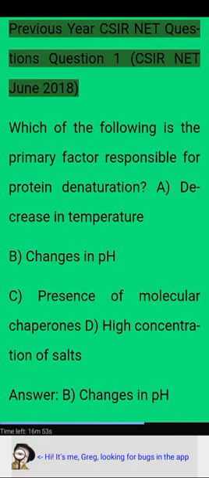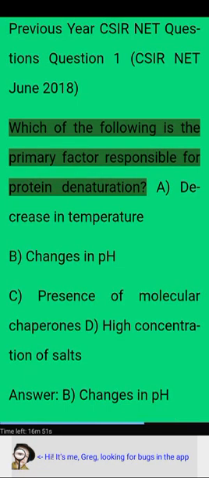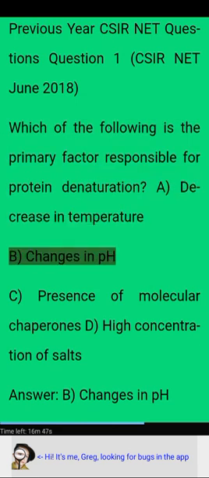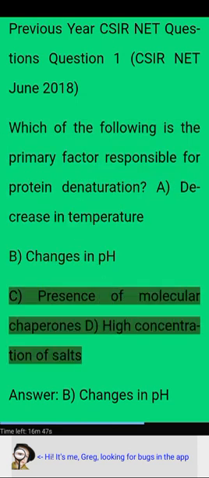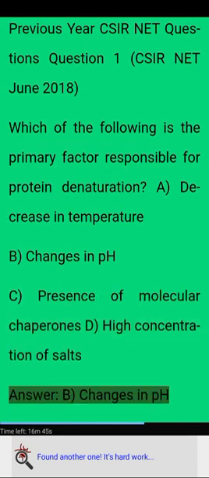Previous year CSIR NET questions. Question 1. CSIR NET June 2018. Which of the following is the primary factor responsible for protein denaturation? A. Decrease in temperature. B. Changes in pH. C. Presence of molecular chaperones. D. High concentration of salts. Answer. B. Changes in pH.